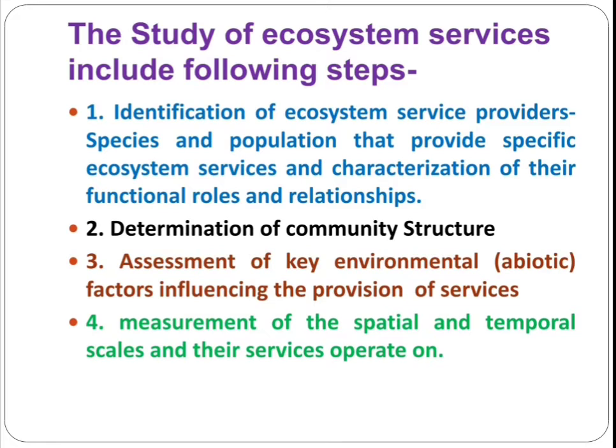There are different steps for ecosystem and biodiversity services. The first one is identification of ecosystem service providers, that is, the sources: the species and populations that provide a specific ecosystem service, and characterization of their functional role and relationships. Then the determination of community structure: the species or organisms present in a group. Their interaction with the environment is also important for providing services by biodiversity or the ecosystem.